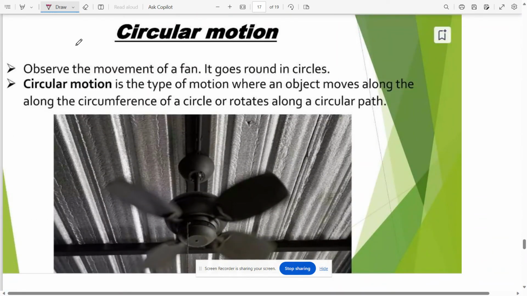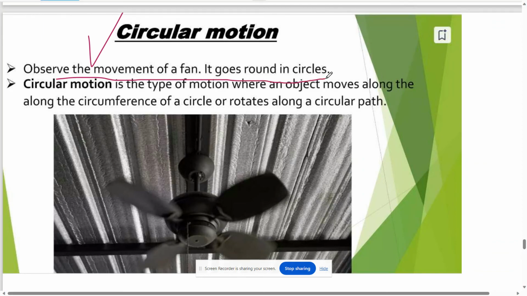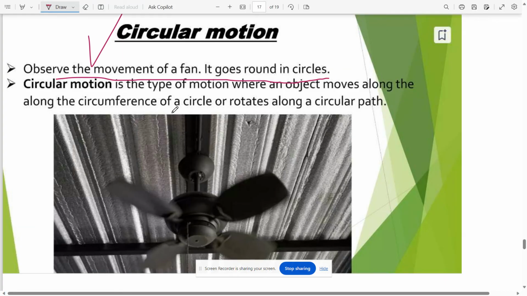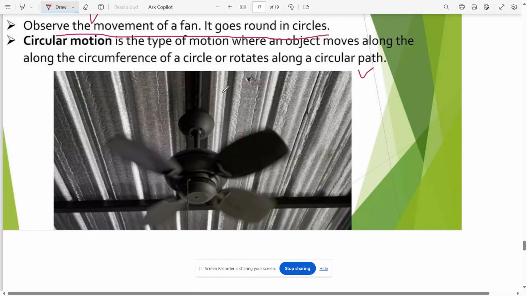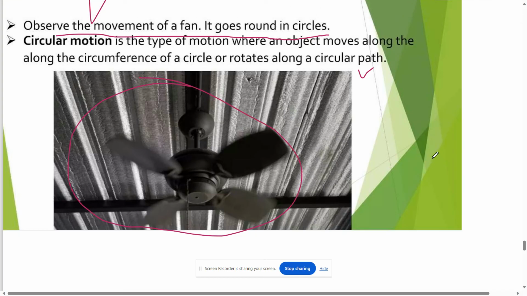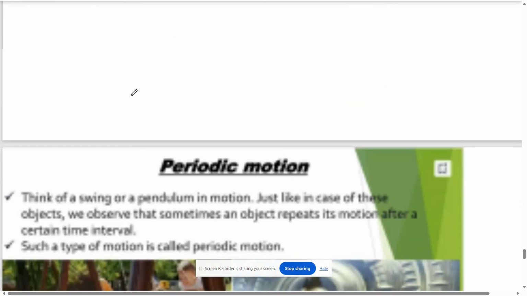Circular motion. Observe the movement of a fan. It goes around in circles. Circular motion is the type of motion where an object moves along the circumference of a circle or rotates along a circular path. Objects which move circularly are examples of circular motion.